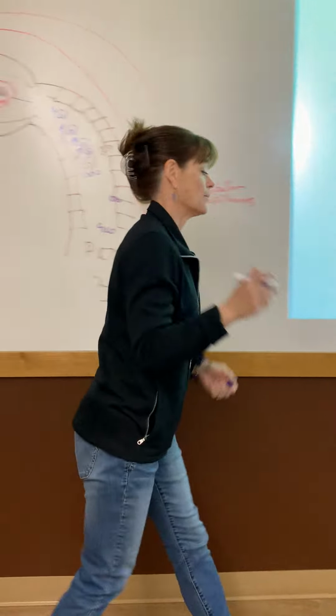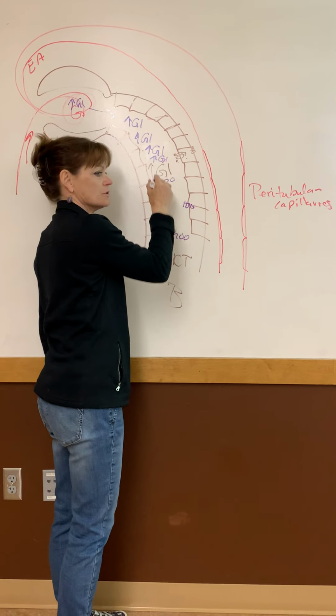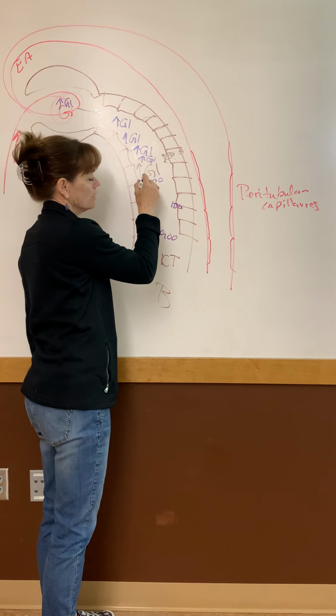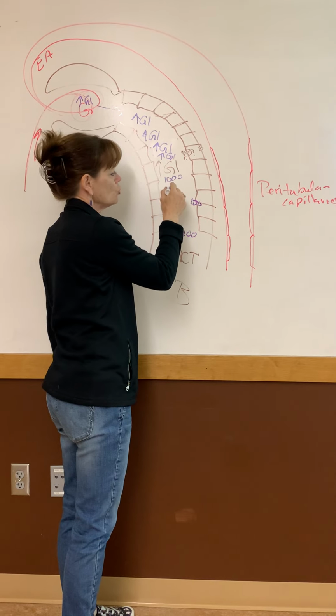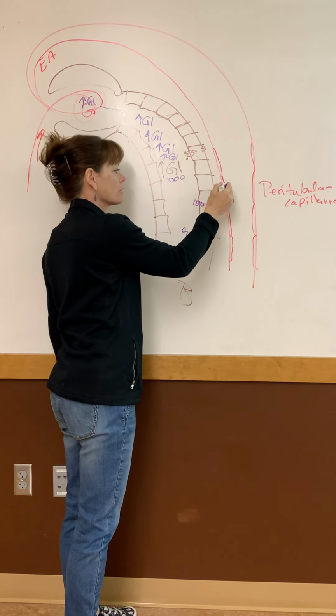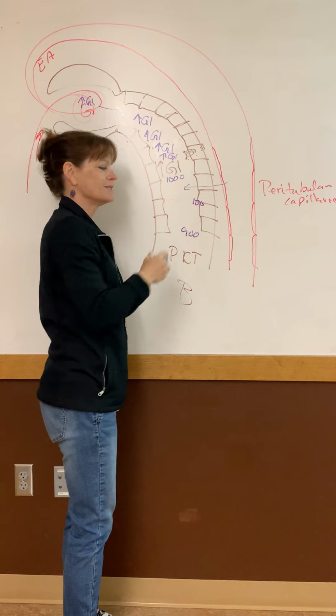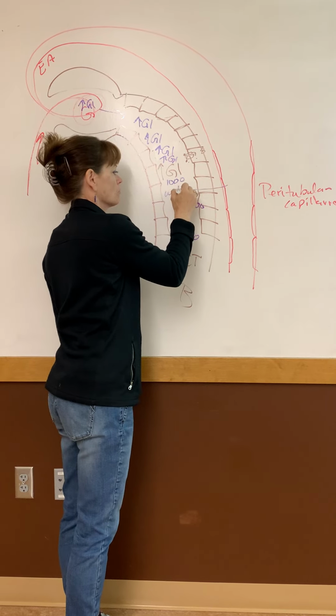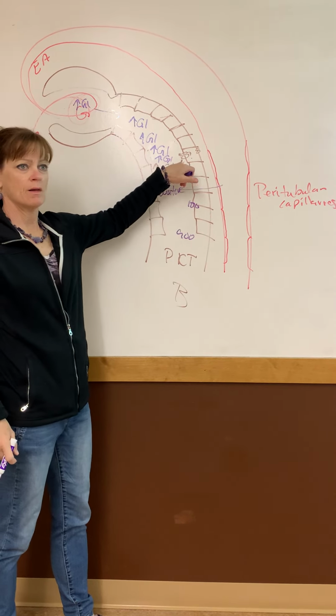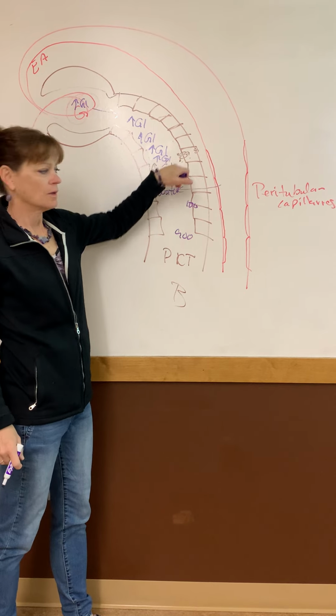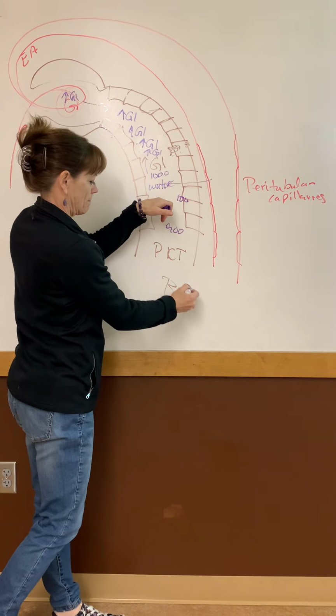Then the other thing that happens is when you have all this glucose in your tubule, water wants to osmose in because of all these solids, right? Osmosis occurs. And then what do you have? High pressure.